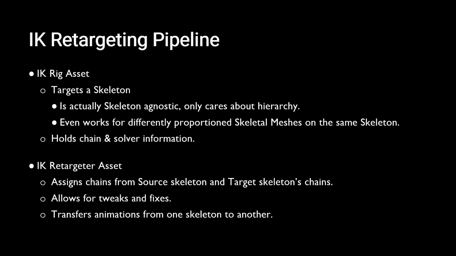So with the IK retargeting pipeline, generally what we're going to be doing is creating an IK rig asset for characters that don't already have one. In this example, we're going to be looking at Mixamo characters, and we're going to create an IK rig asset for that. It targets the skeleton, but it's actually skeleton agnostic and only cares about the hierarchy, and even works for different proportioned skeletal meshes on the same skeleton. And it holds chain and solver information.